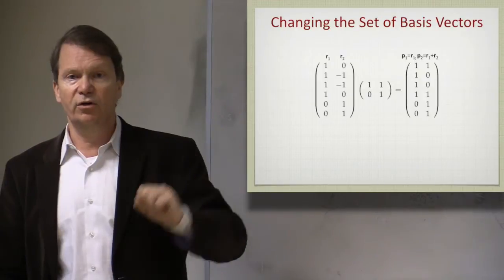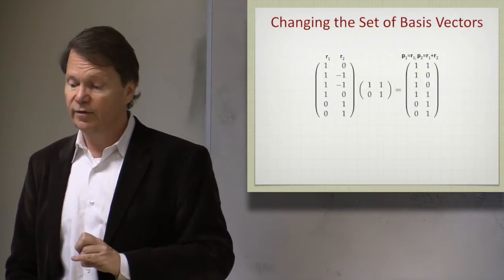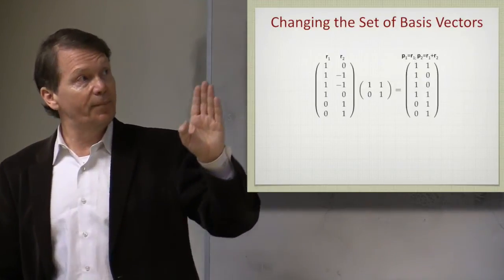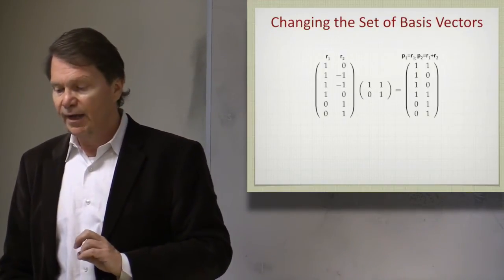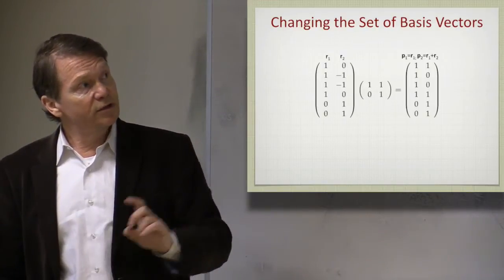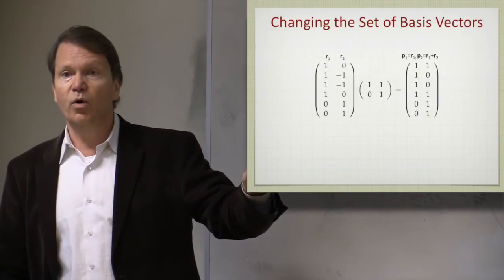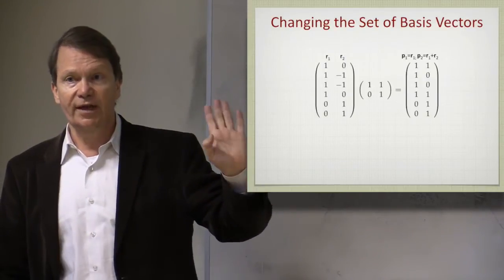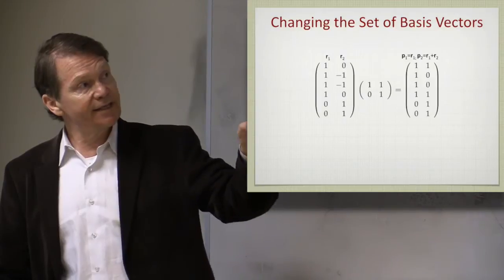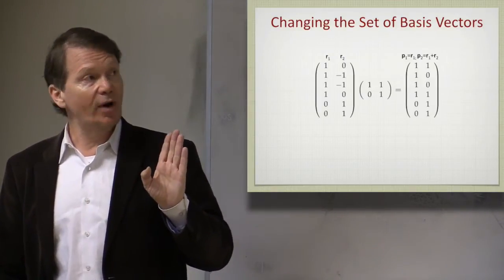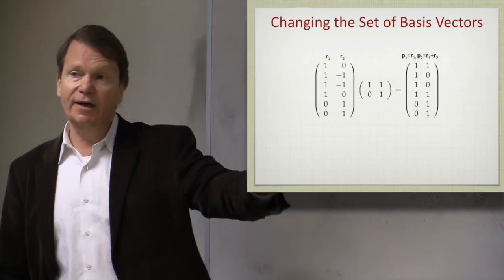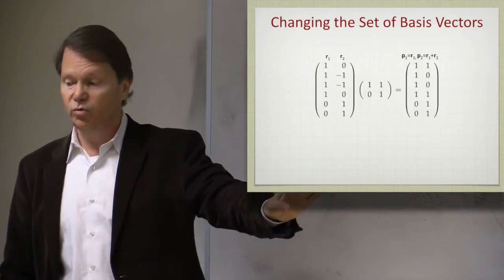So I put 1 and 0 in the first column of that 2 by 2 matrix. B1 just becomes equal to R1. I don't do anything to that. But to get rid of these two minuses, I could simply add up R1 and R2, and then they will go away. So in the second column in that 2 by 2 matrix, I put 1 and 1. And so I just add those two up to get my second basis vector in the new set.